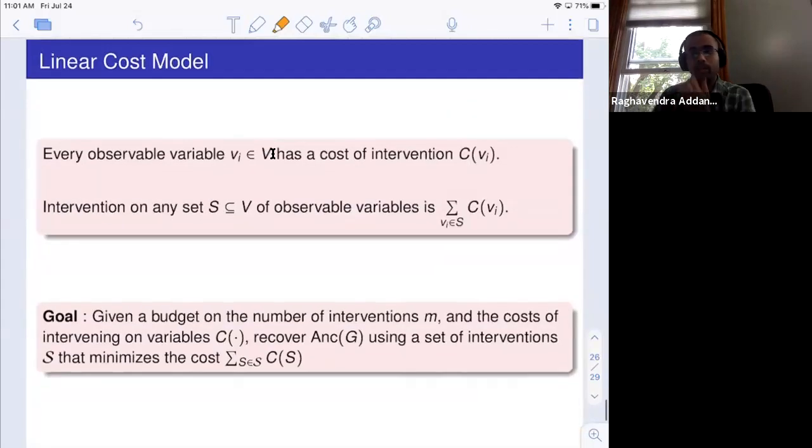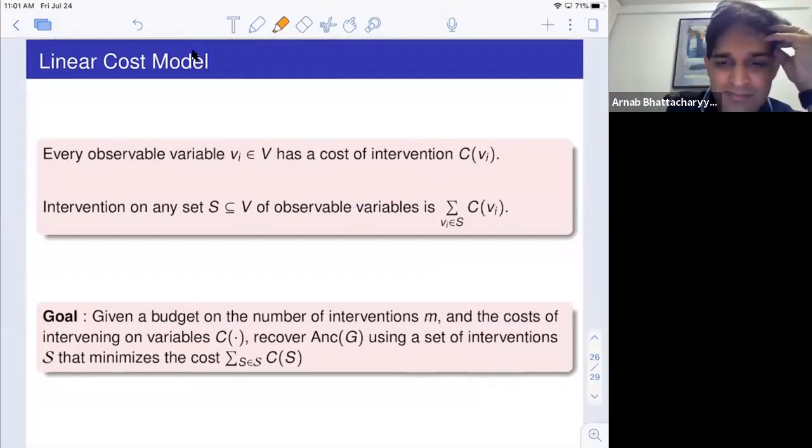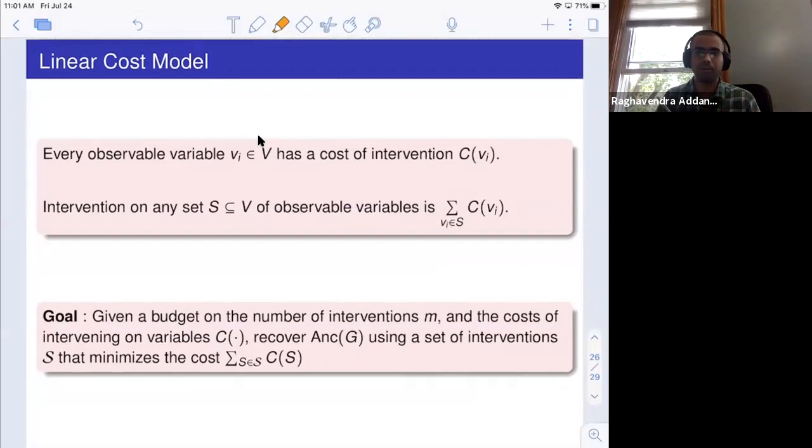Okay. So previously we have seen the identity cost model, where the cost of intervening on any subset of variables is 1. But if each of these variables has a cost associated with it, then one can define any function over the subset that we intervene on. The most natural one is the linear model, where the cost of intervening on any subset is the sum of the costs of every variable.